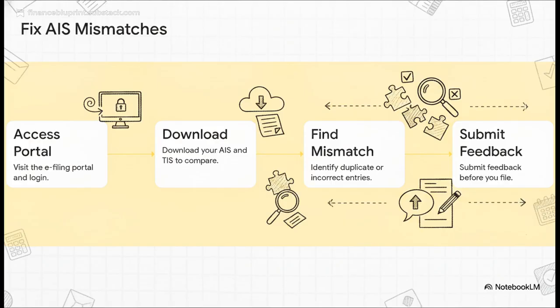You just need to follow a few simple steps. Log in, download your AIS and your Taxpayer Information Summary, or TIS, which gives you a simplified, category-wise summary of your info. Find those errors and hit Submit Feedback to tell the department that the information is incorrect or duplicated. You absolutely have to do this before you file, or you might end up paying taxes on income you never actually earned, and nobody wants that.